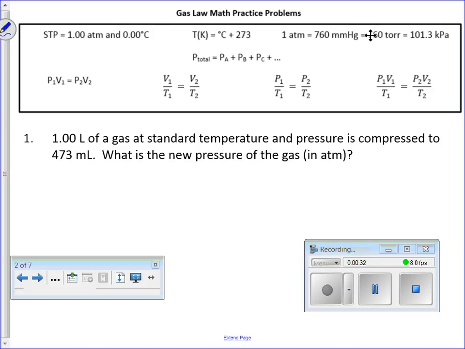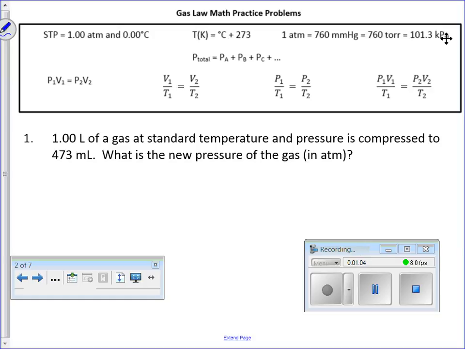All of these equations are on your reference sheet. You'll get the reference sheet for quizzes and tests, but you need to have this handy when you're doing the math problems, when you're doing the work. Okay? So STP is standard temperature and pressure. Standard temperature is 0 degrees Celsius and standard pressure is 1 atmosphere. We're going to have to convert our temperatures from degrees Celsius to Kelvin. And in order to do that, you need to add 273 to your Celsius temperature.